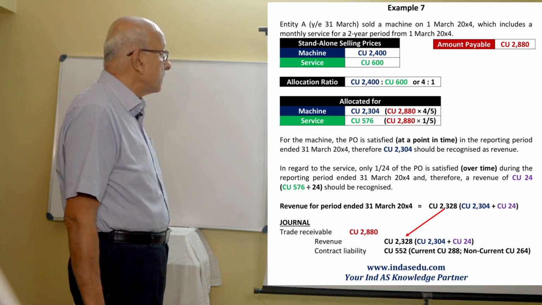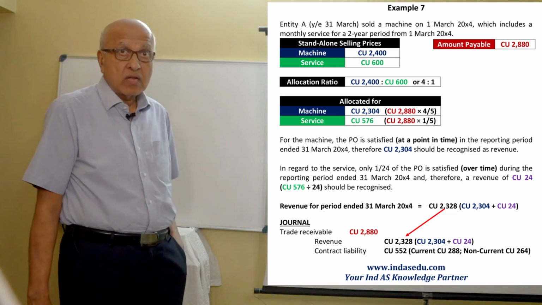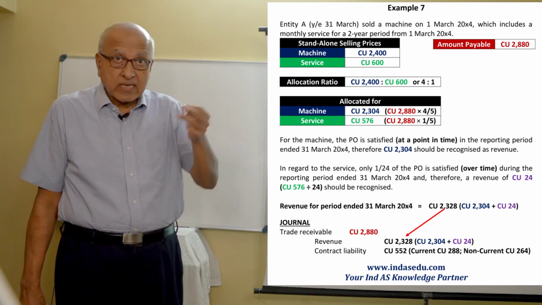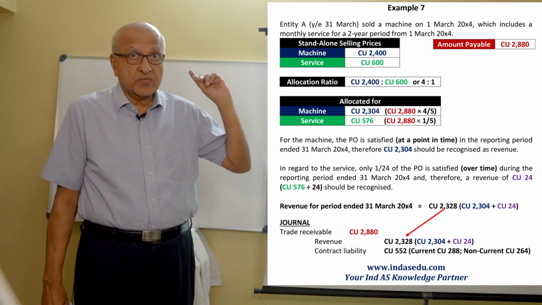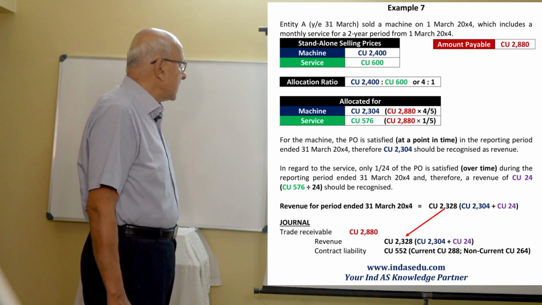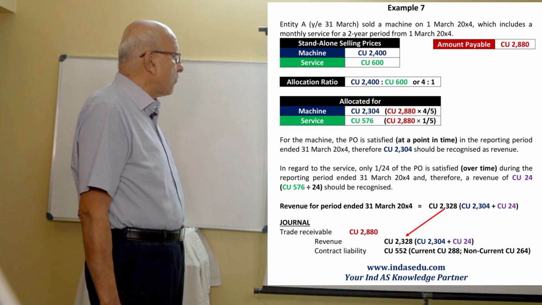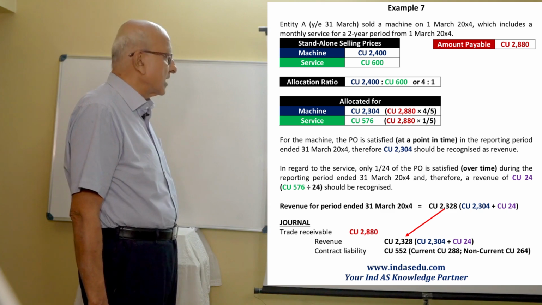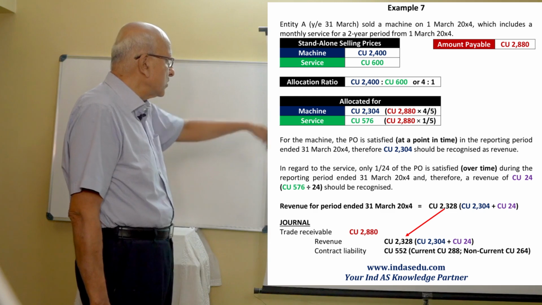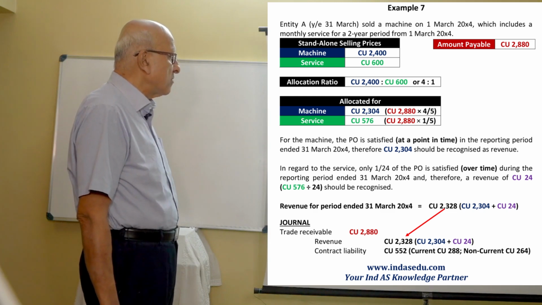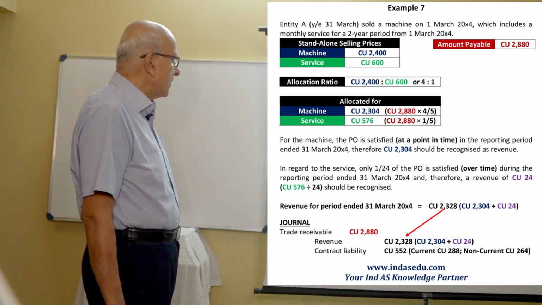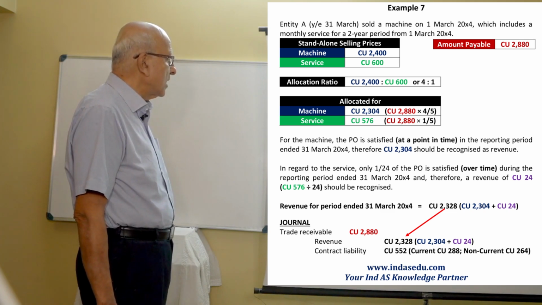Now what will happen? Allocation has to be based on the individual standalone selling prices at contract inception. In this case, the allocation ratio is 2,400 is to 3,000, that is 4:1. Therefore, 2,304, 4/5 of 2,880, should be allocated for the machine, and the balance 576, 1/5 of 2,880, should be allocated for the servicing.